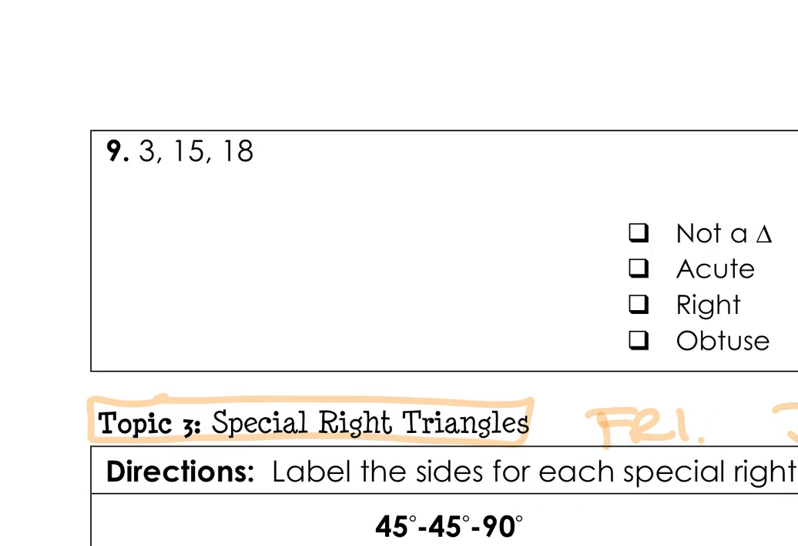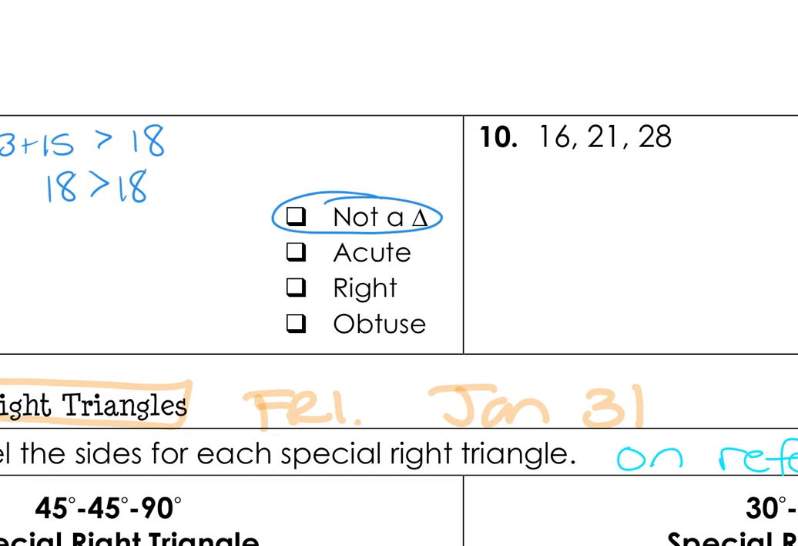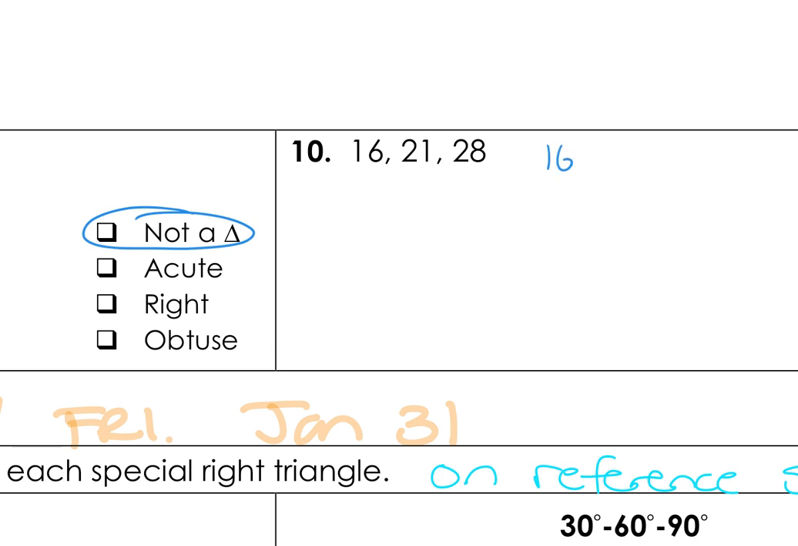Riley, number 9, what'd you get? I got not a triangle. Yeah, if I add 3 plus 15, that comes out to be 18. 18 is not bigger than 18. So I'm done. This is not a triangle. We move on to the next one. Okay, for number 10, Eric, what'd you get on this one?